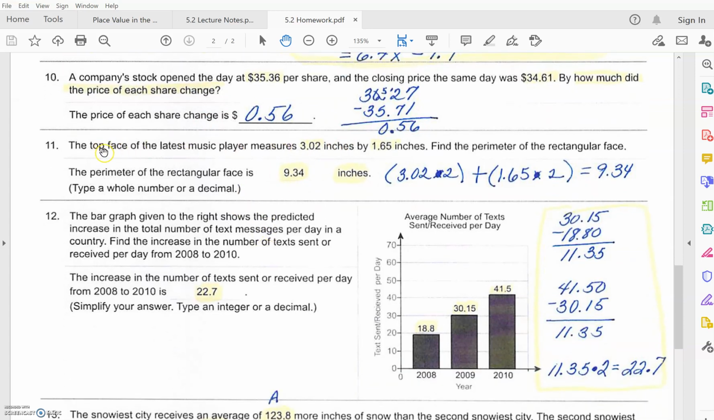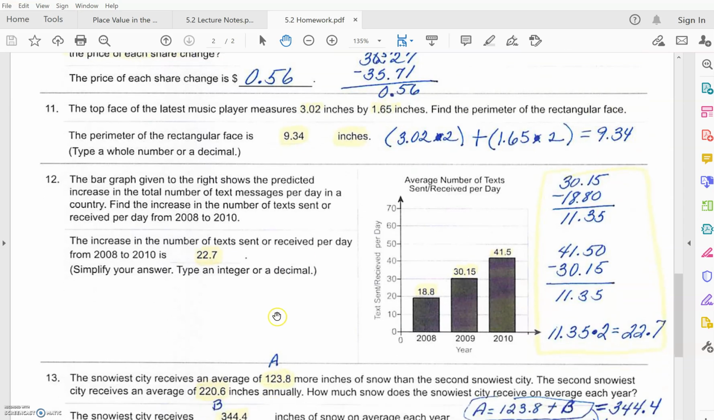Down below we have a perimeter of the rectangle. Reason why I have a 3.02 times 2, because really it's a square, and when you're finding a perimeter, one number will be on 2 of the sides and a number will be on the other 2. So there's a total of 4 sides. So you could just easily do 3.02 plus 3.02 plus 1.65 plus 1.65, you would end up with the same value.